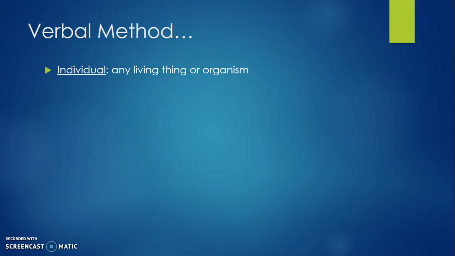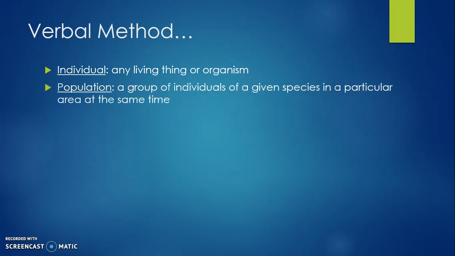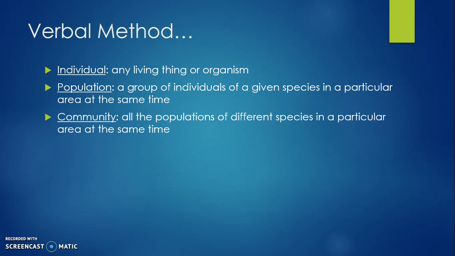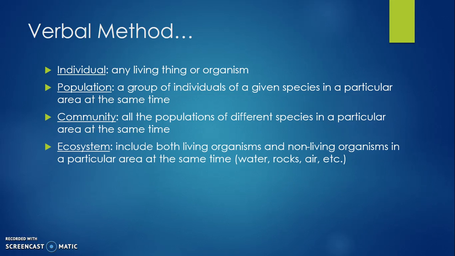So just a little terminology for ecology. We start off with an individual, which is any living thing or organism. Then you kind of move up the scale to population. That's a group of individuals of a given species in a particular area at the same time. A community is all the populations of different species in a particular area at the same time. An ecosystem includes both living and non-living organisms in a particular area at the same time.